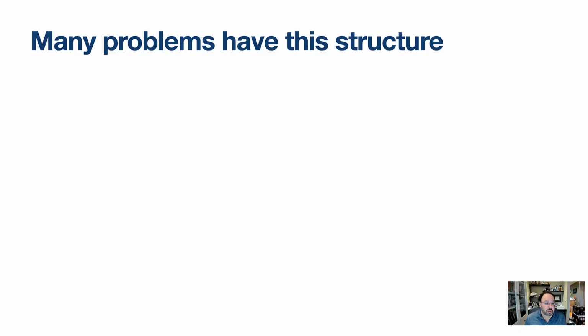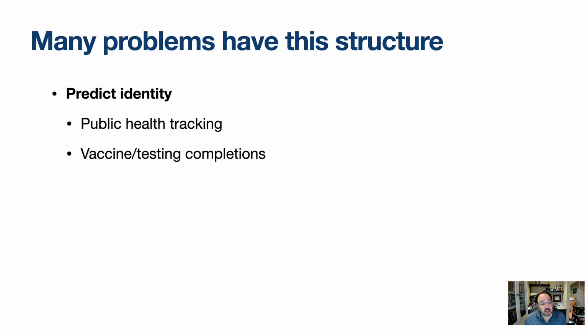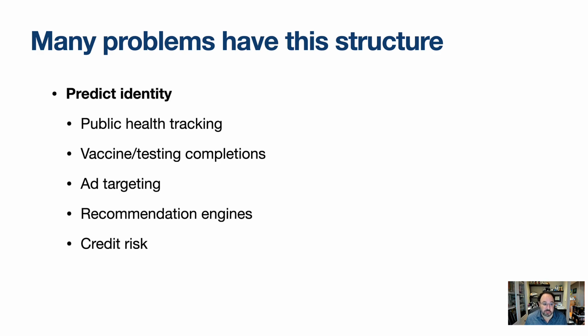The point about going through this is that many problems have this same structure that relate to the importance of knowing who you are dealing with in a big data problem. You want to predict the identity of the person so that you can assign various things to them and then take actions. This happens in public health tracking, knowing what a person's life history is regarding medical procedures. This happens in vaccine and testing completions, knowing has someone been tested recently or been vaccinated recently and then tying it to that individual person. This is certainly the whole job of ad targeting, knowing who you are likely dealing with so you can serve up the right ads to them. This happens with recommendation engines, things that suggest the things that you buy online. And of course, it's a big factor in credit risk.